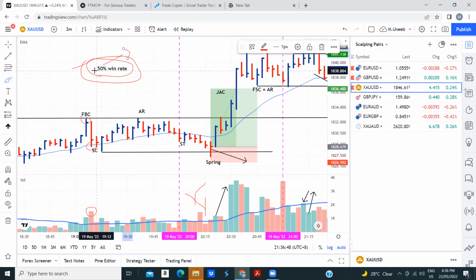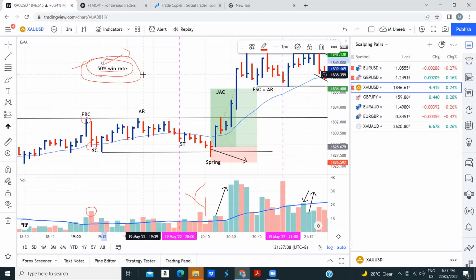If your win rate is below 50%, it means you need to go back and learn and see what you are missing out. You have to practice more until you make your win rate above 50%. A good trader will never have a win rate below 50%. If his win rate is below 50%, he's just gambling, right?